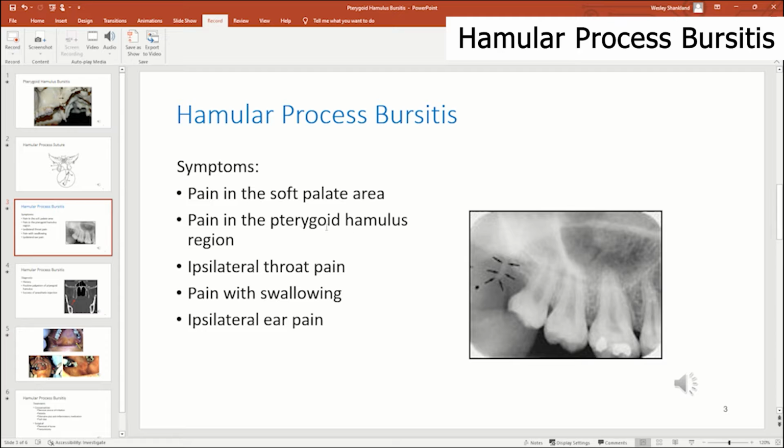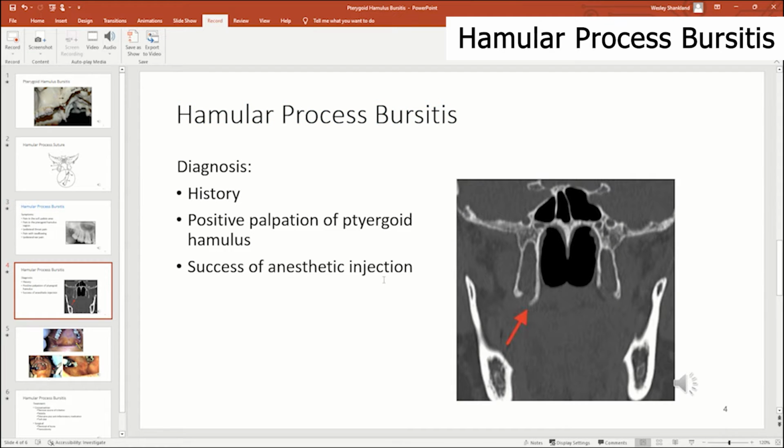And the symptoms would be pain in the soft palate area, pain in this area called the pterygoid hamulus on the soft palate, throat pain on the same side as this is occurring here, pain with swallowing right down the throat. You'd think you have a tonsillitis or some kind of a sore throat or a strep throat, and pain in the same side of your ear, the same ear.